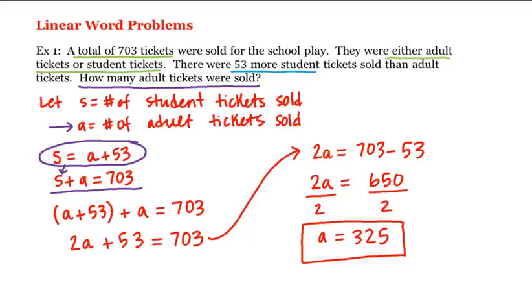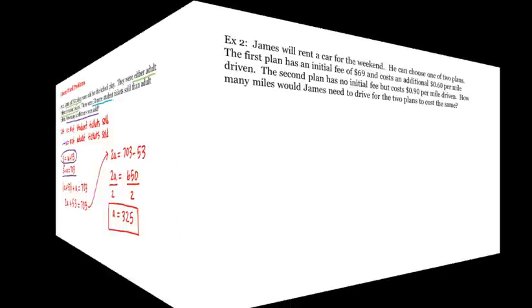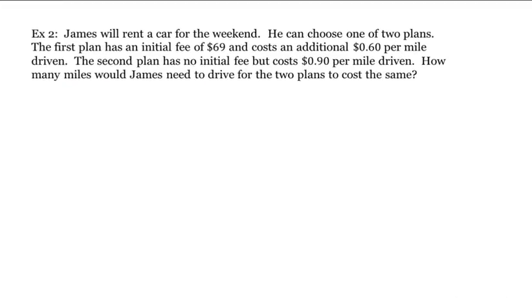All right, let's look at another example. James will rent a car for the weekend. He can choose one of two plans. The first plan has an initial fee of $69 and costs an additional 60 cents for every mile driven, whereas the second plan has no initial fee but costs 90 cents for every mile driven. How many miles would James need to drive for the two plans to cost the same?